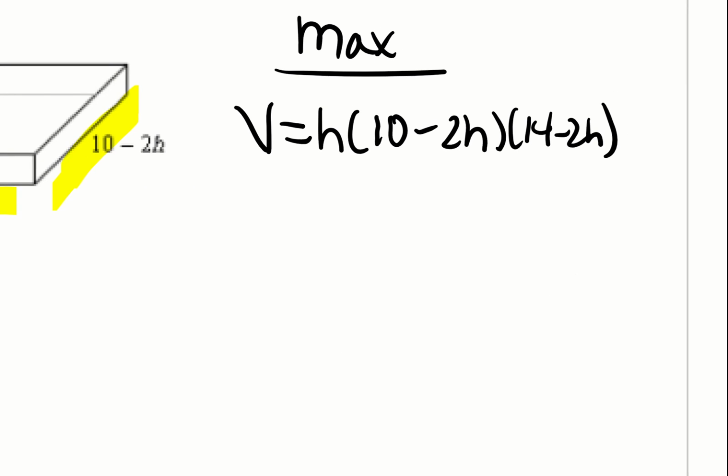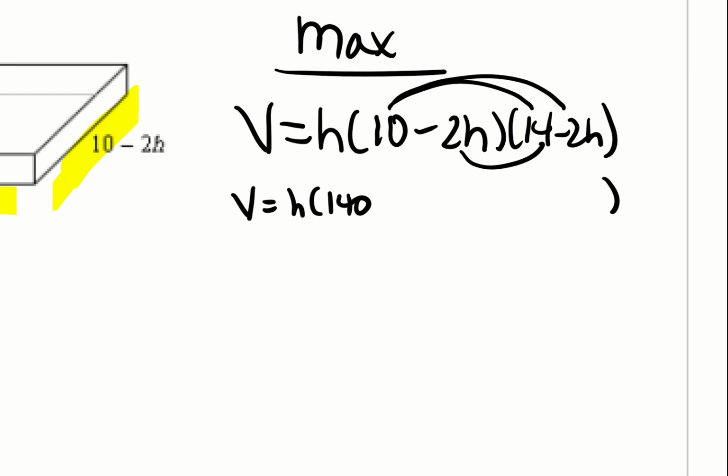I am going to want to find a derivative of this, but to me it's worth it to just expand this out first. I'm just going to multiply these two binomials. We'll see if I can do it correctly. So 140, I have minus 20h and minus 28h, which if I'm doing my math right is minus 48h, and then plus 4h squared. And now I'll distribute the h.